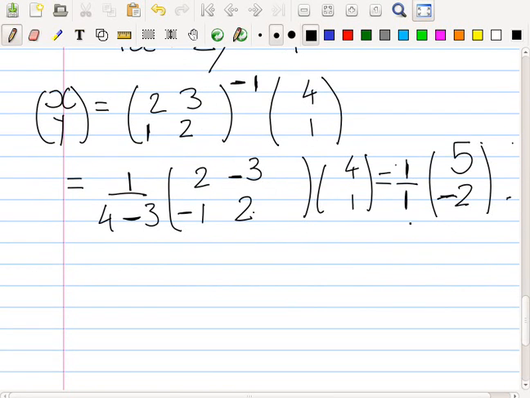Now we're finished. What's 1 over 1? 1. 1 multiply 5? 5. 1 multiplied minus 2? Minus 2. So x is 5 and y is minus 2.